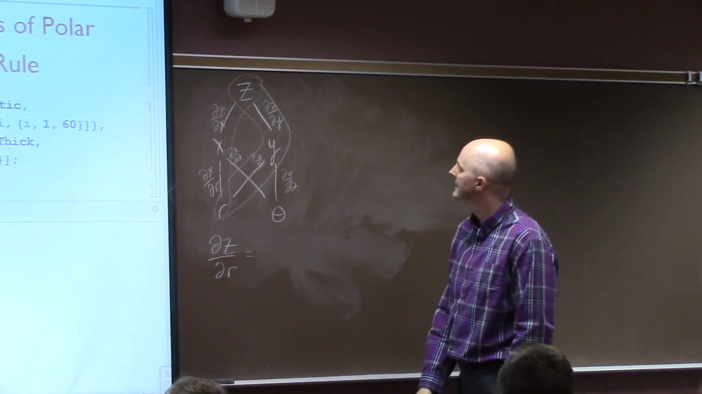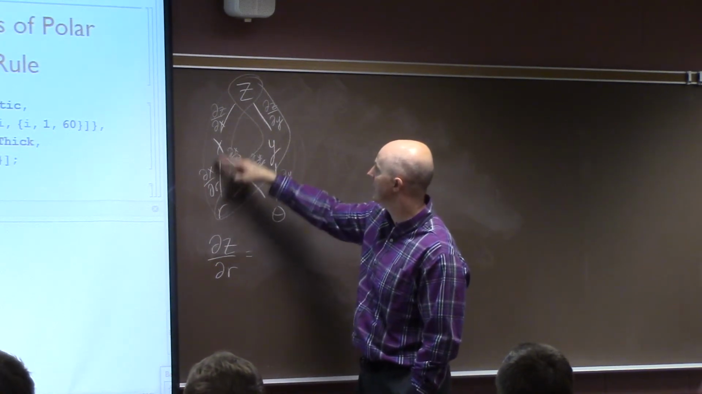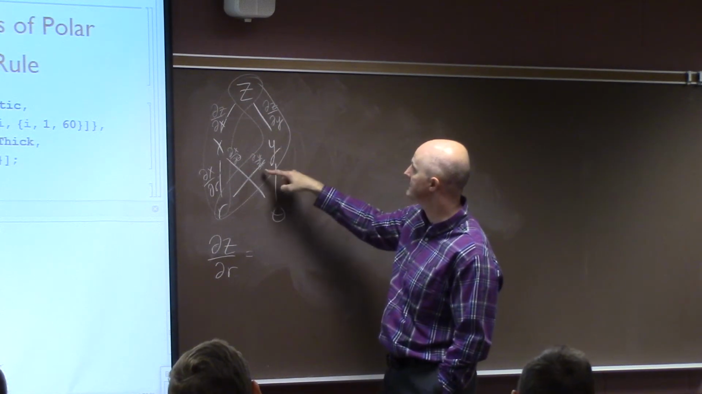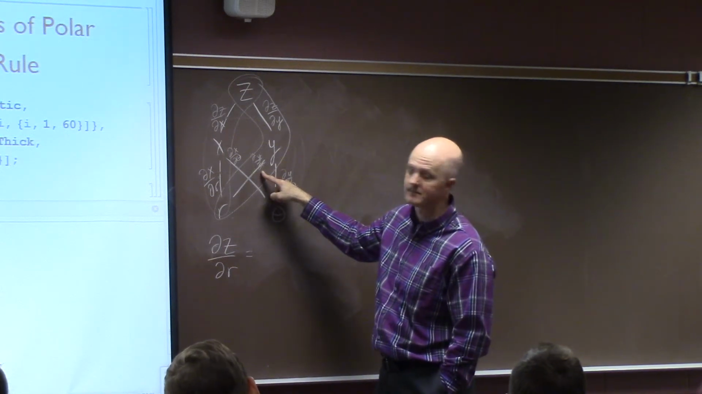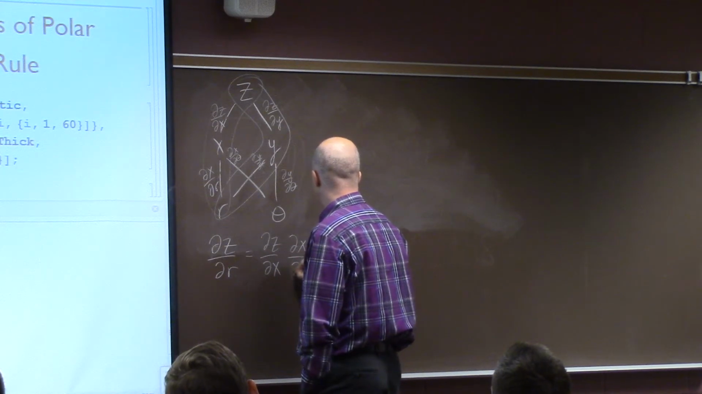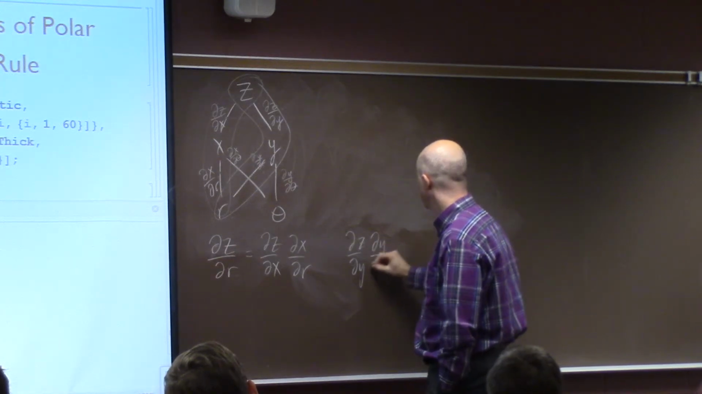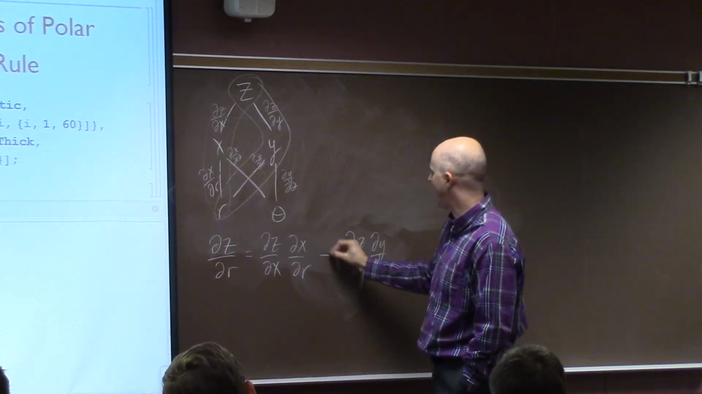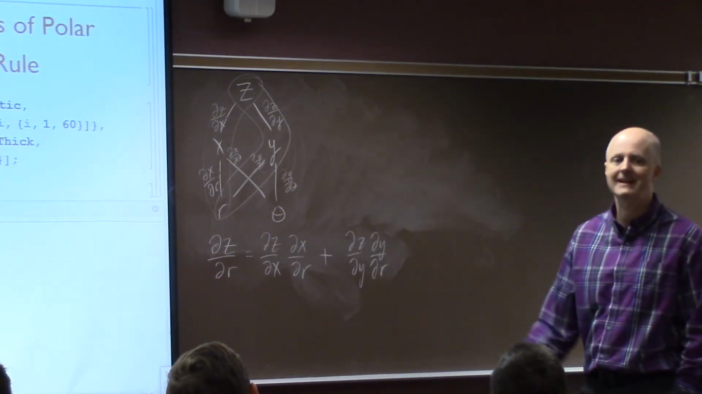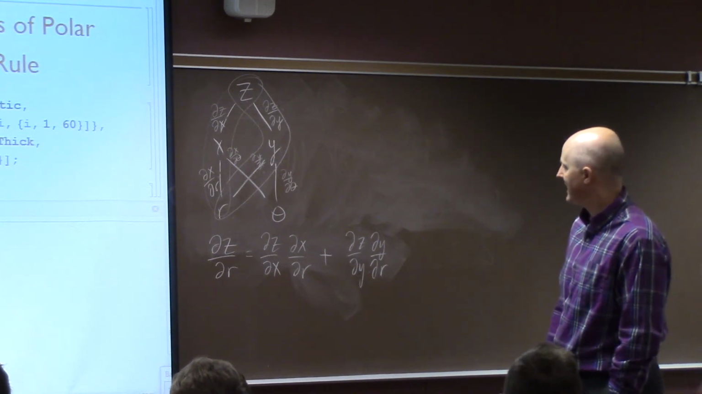The chain rule here in this situation says multiply the derivatives along each path, dz dx times dx dr, and dz dy times dy dr, and then add the results. This is what the generalized chain rule looks like in this situation, and again, the diagram helps you get it right. Give me a minute here.